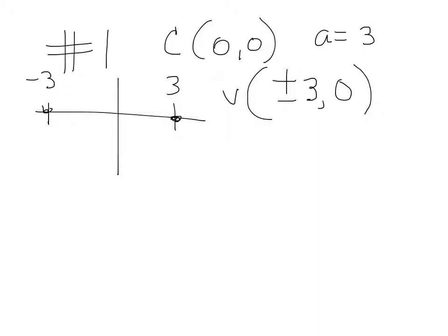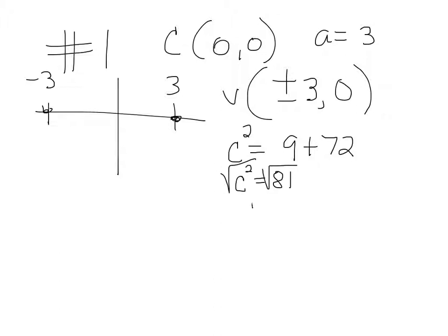And then for the foci, I need to use a formula. So C squared equals 9 plus 72, which is 81, and then you get the square root of 81. So it's plus minus 9. So when you plot those foci points, which is going to be 9 to the right and 9 to the left, the coordinates of the foci would be plus minus 9, comma, 0. And which is the answer choice? Letter C, right? So it's letter C.